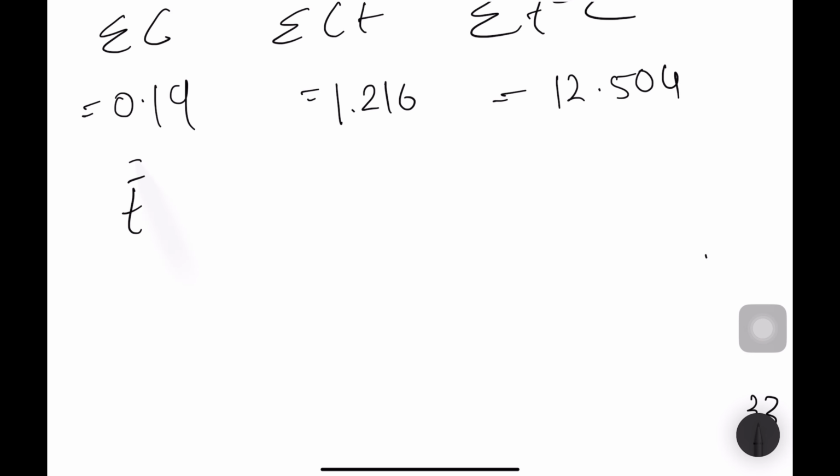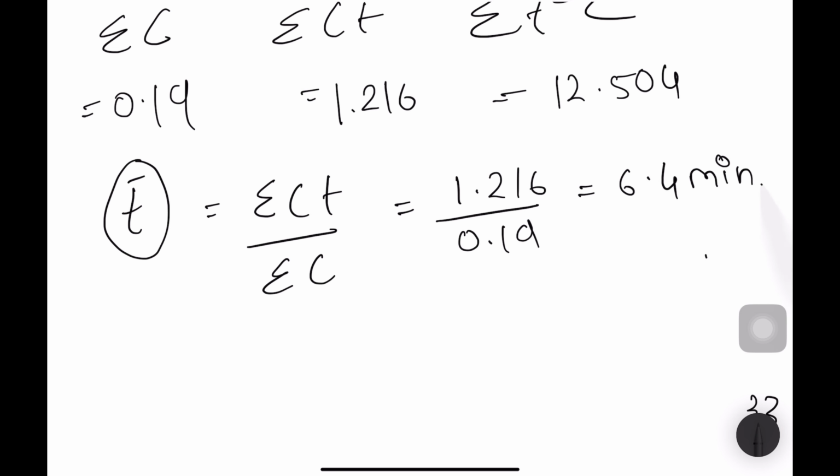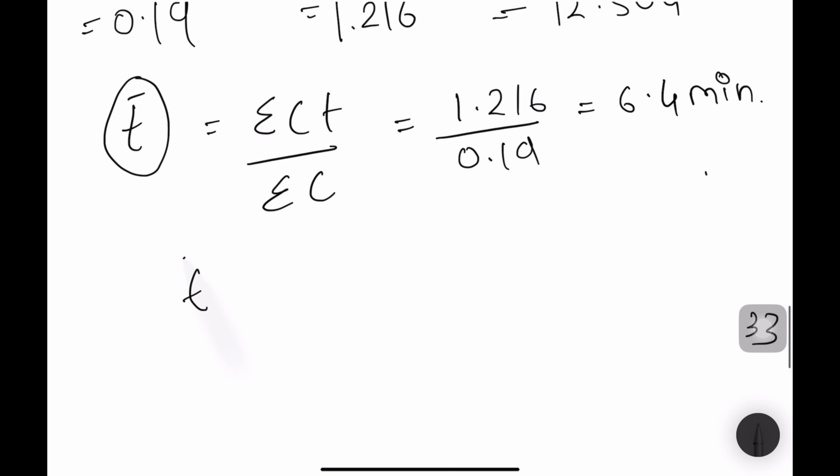Now we are going to calculate the mean residence time value. Mean residence time is denoted by T bar, which is equal to the summation of CT upon the summation of C. We have already calculated the values of the summation of CT and the summation of C. So the summation of CT is 1.216 upon 0.19, which comes out to be 6.4 minutes. So the value of mean residence time is 6.4 minutes.